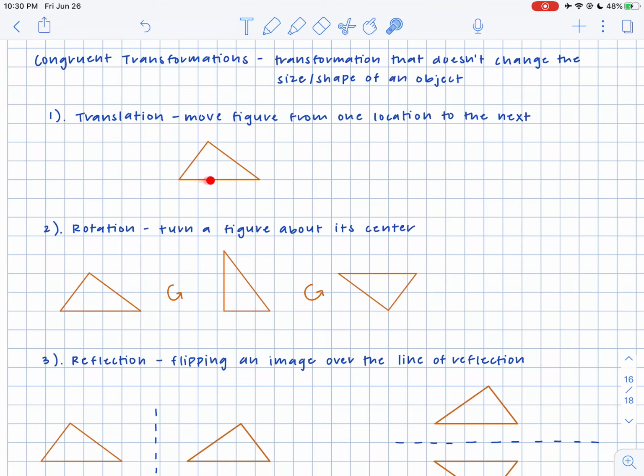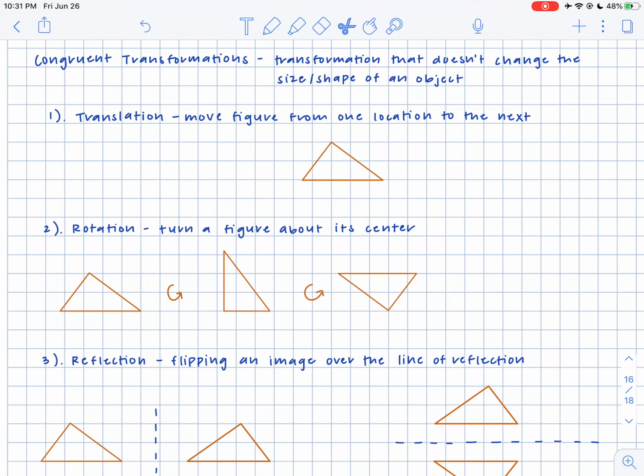So remember, if all the sides stay the same, they should have the same perimeter. They should also have the same area, because perimeter is the sum of the edges and the area is half base times height. So basically the sides would not change and the angles would not change. So even if you move them, it shouldn't change. So what's the first type of transformation? This is a translation. This is when you move a figure from one location to the next.